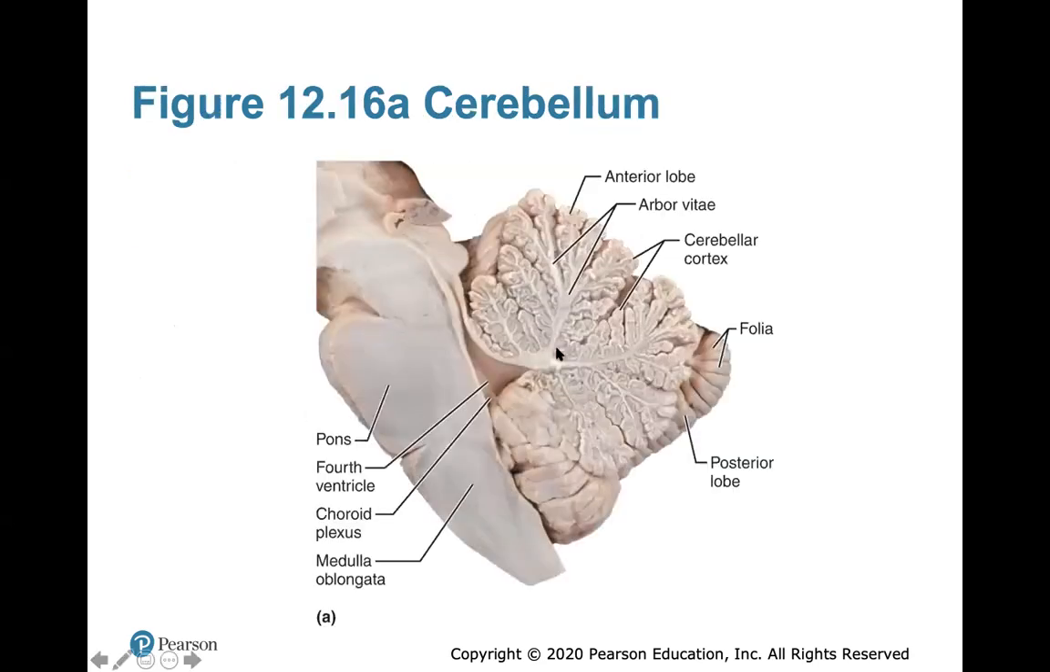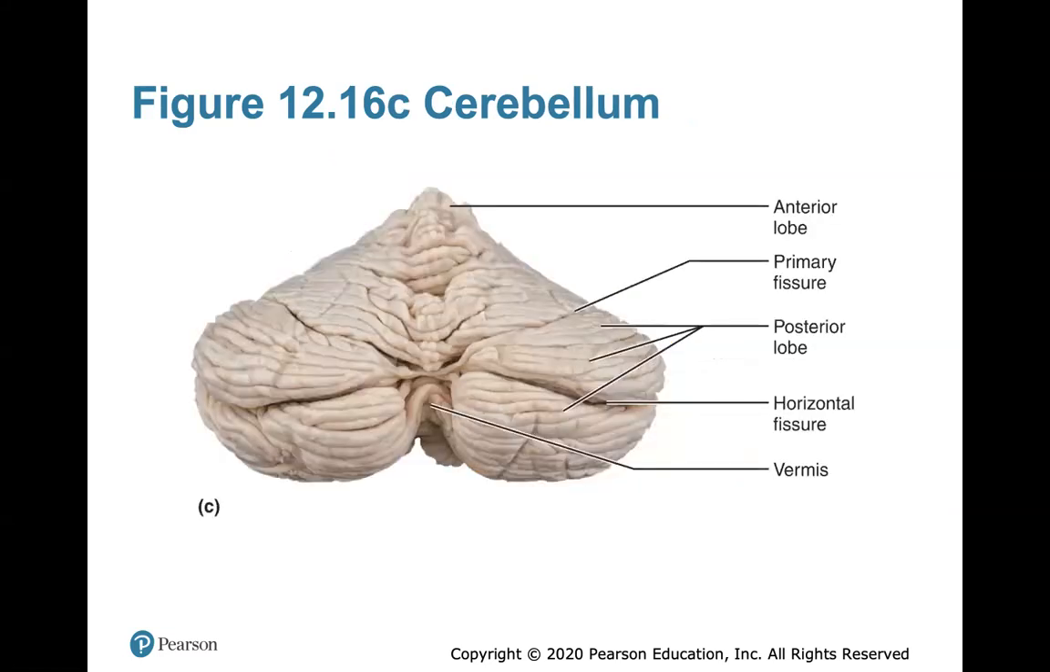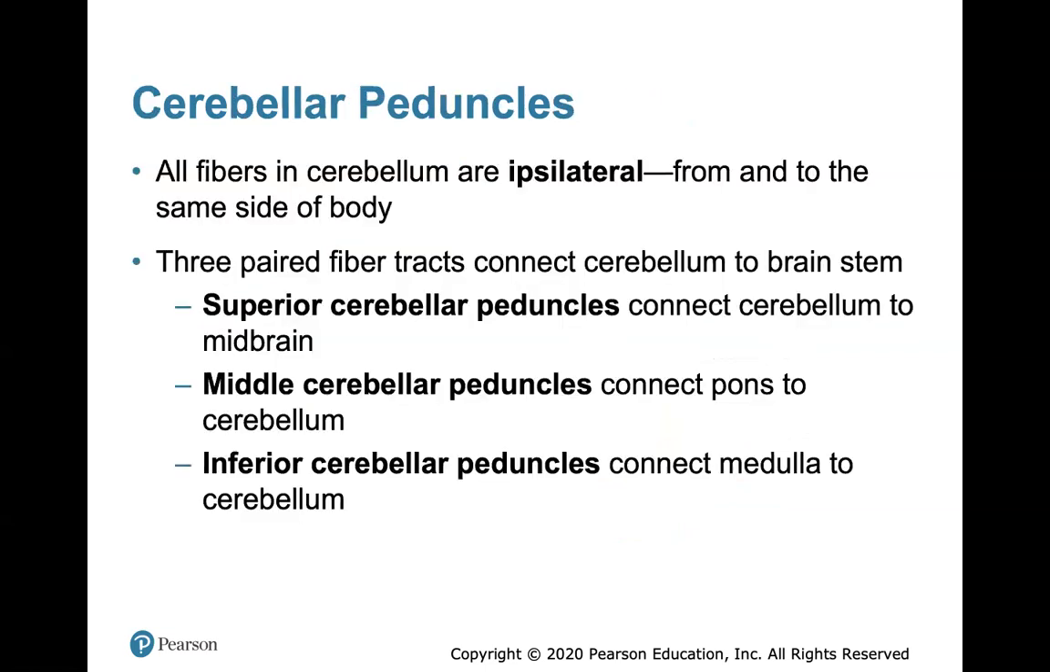So again, here's a look at the cerebellum with the arbor vitae, which looks like a tree-like branching of white matter. Here's a look again at the cerebellum with the arbor vitae and the different lobes. And here's again a look at that cerebellum. All fibers in the cerebellum are ipsilateral, which means they go to and from the same side of the body. There are different fiber tracts that connect the cerebellum to the brainstem, as shown there.